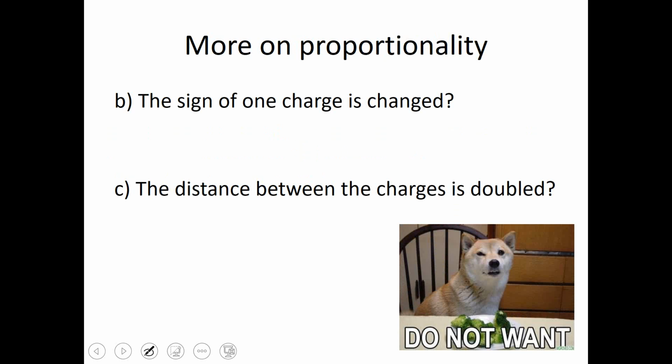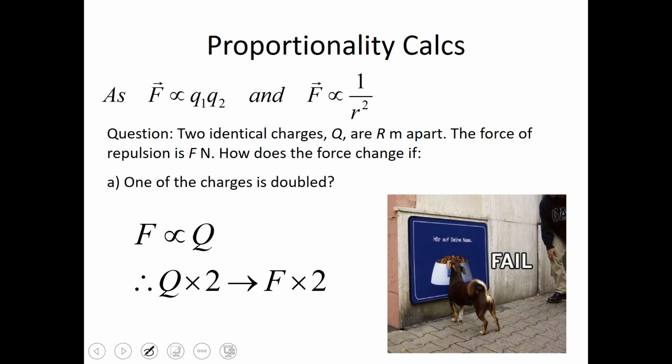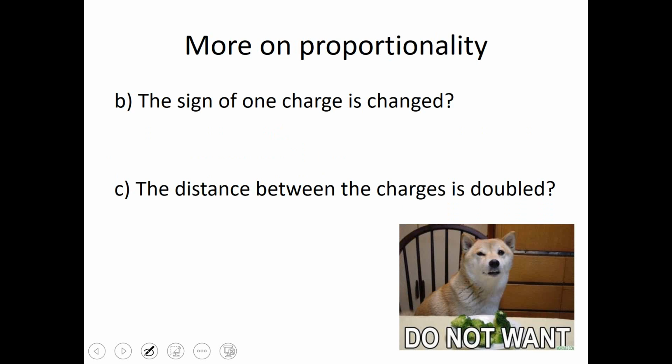Now, what would happen if the sign on one of the charges is changed? I don't think I actually stipulated, so they're two identical charges. All right, the force of repulsion, yeah. So they're either both positive or both negative, and they've got a force of repulsion. So if the sign of one of the charges is changed, then it's going to be an equal force, but it will now be attractive.